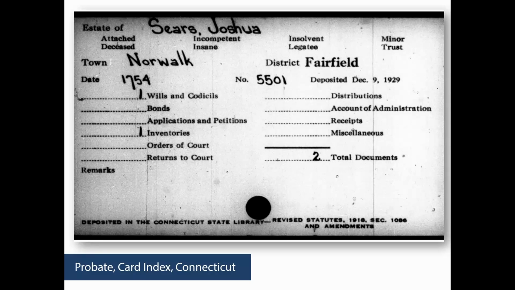We see that there are 2 documents, a will and codicil, and an inventory. So this actually gives some information on exactly how you can find the case file number, because of how it's being arranged, in this case, alphabetically by the name of the person of the estate.